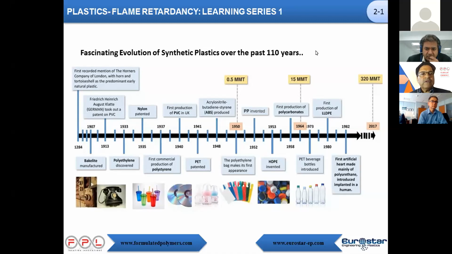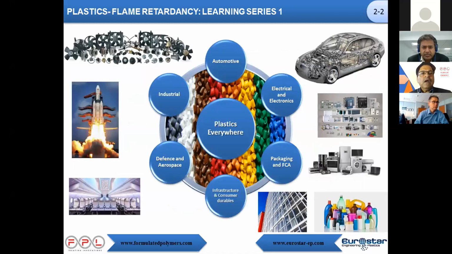Okay, let's go to the next slide. So there are many applications. Today plastic is there in everything, whether it is automotive, electrical, packaging, infrastructure, defense, aerospace, industrial, you name it. Plastic is there in almost all of them.